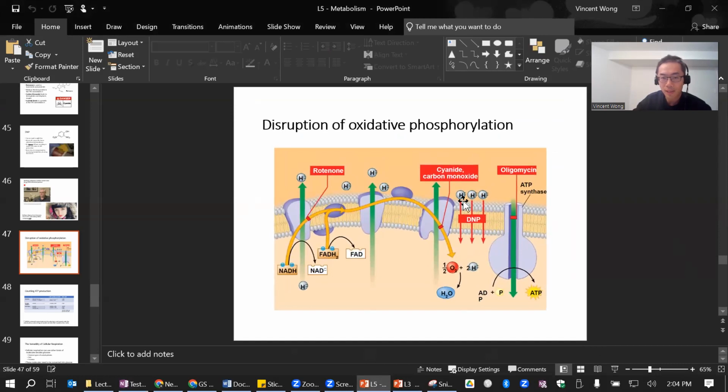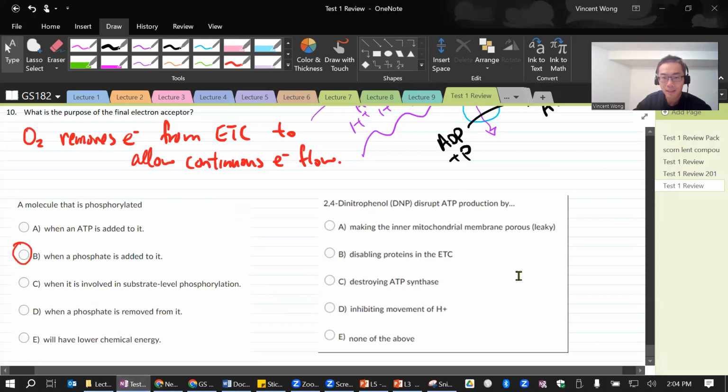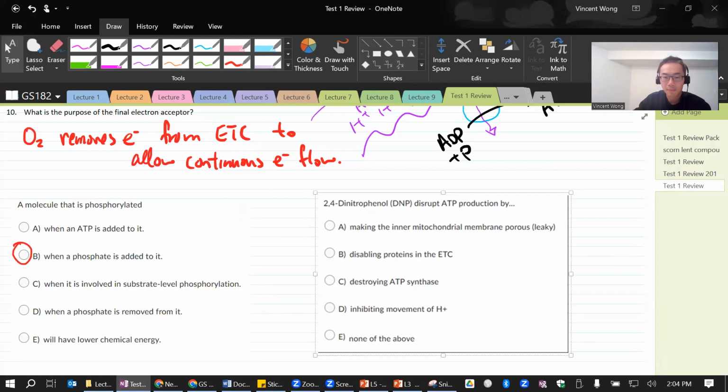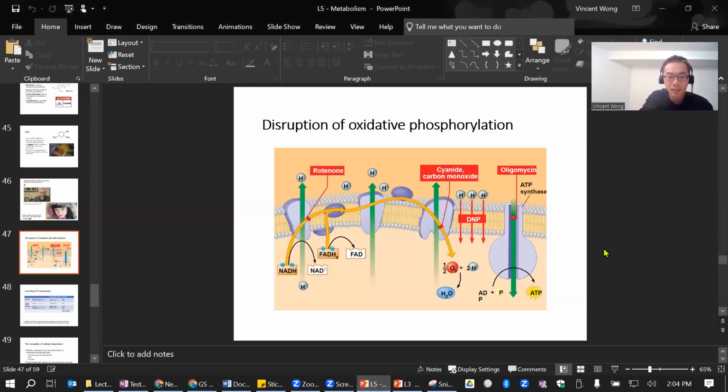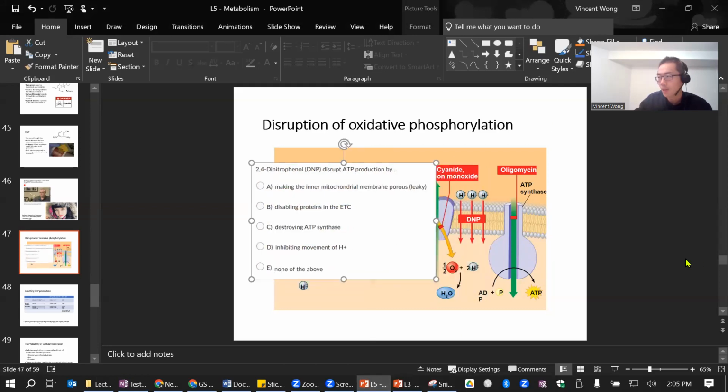So these are all the poisons. Let's look at the picture. DNP, right? Look at the picture, and then look at the question again. Okay, what do you think? Let me put the question right next to it. Do you change your mind after looking at this picture, even without me explaining? No? Well, this suggests that the H plus is leaking back in, right? So that is the right answer.